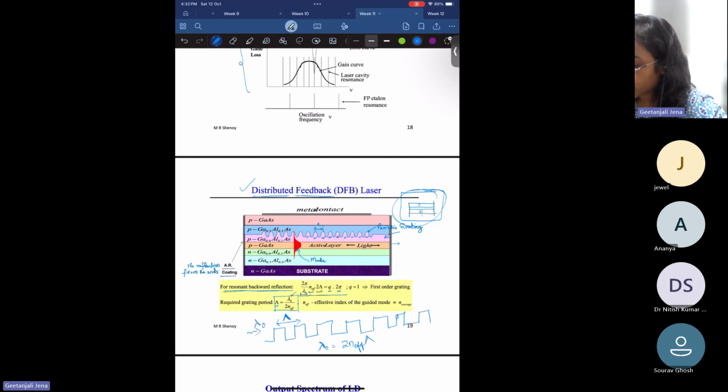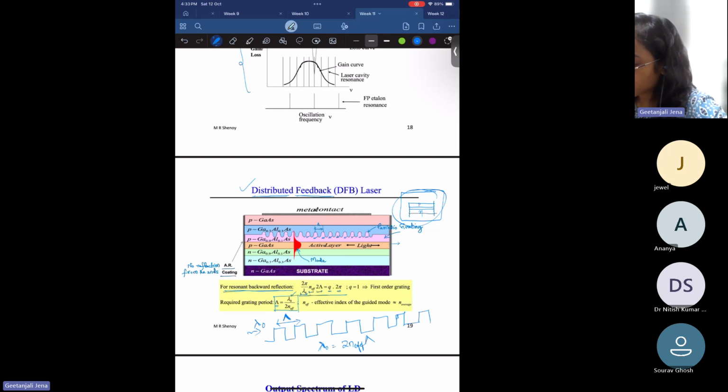So if you see, there are layers. This is the active layer where light is generated. This is p-type gallium arsenide, and there is a p-type gallium arsenide with different concentration of gallium and aluminum on one side, and there is an n-doped gallium arsenide with different concentration of gallium and aluminum. And if you see the p-type gallium arsenide, then this layer has periodic grating inside it.